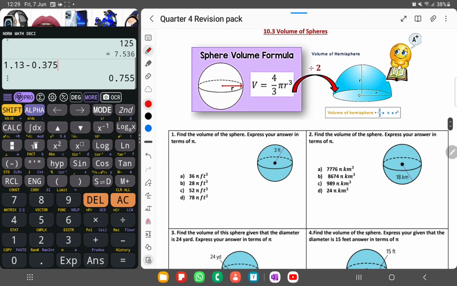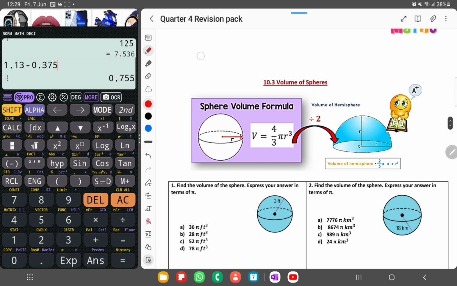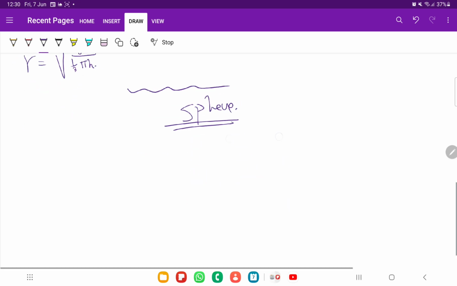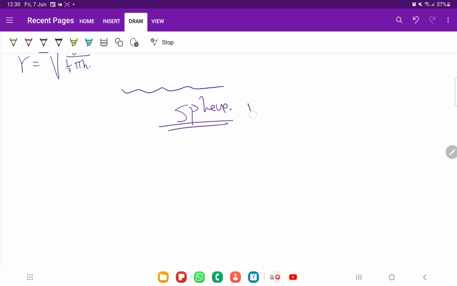Volume of sphere. Okay, actually the last shape we have is the volume of the sphere. What is the rule for the sphere? It is 4 over 3 pi r cubed. So now let's go back to our sheet. Here it is, the sphere. How do we get the volume of it? Volume equals 4 over 3 pi r cubed.